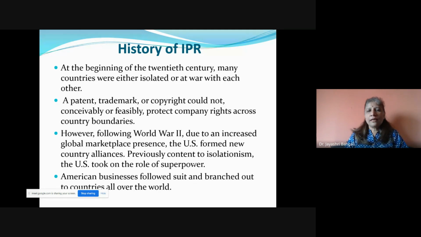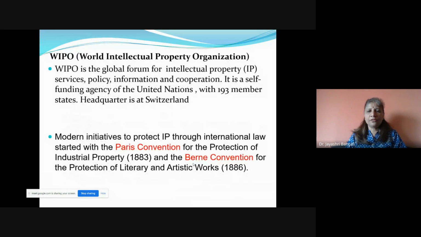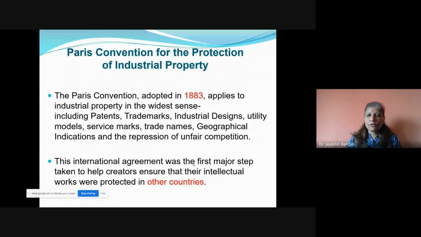Now, what is the history of IPR? At the beginning of the 20th century, many countries were either isolated or at war, and at that time people felt that we should have a particular IPR for our country. It was started by the US, who formed intellectual property rights, and then other countries started forming their IPRs. The World Intellectual Property Organization is basically a global forum with services, policies, and information, and it is a self-funding agency of the United Nations. There are 193 member states, and the headquarters is in Switzerland. There are two conventions, the Paris Convention and the Berne Convention, which we will see in the further slides. The Paris Convention for the protection of industrial property gives you rights and protection for your property in other countries also.